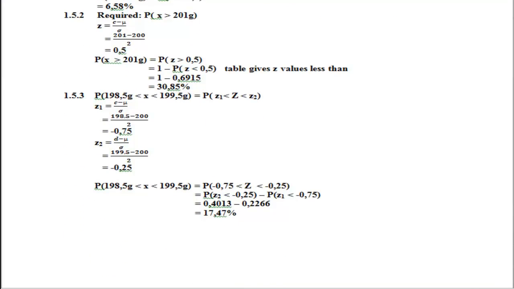Now then, assuming now you want to find out how many of the boxes lie between 198,5 and that, so what you do, you find Z1, which is 198,5 minus mu, and you get minus 0,75, and then you got Z2, which is minus 0,25. So the probability that X lies between the two values is the probability that Z lies between them. But remember, the Z is always less than. So we've got to find Z less than minus 0,25, which has a higher value, minus the Z value less than minus 0,75, and you subtract that, it is 17,47%.